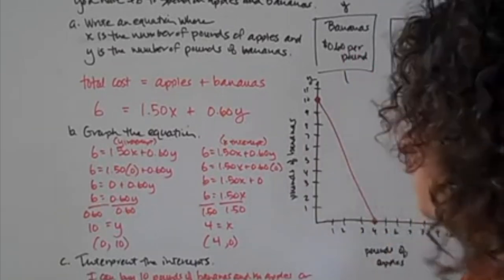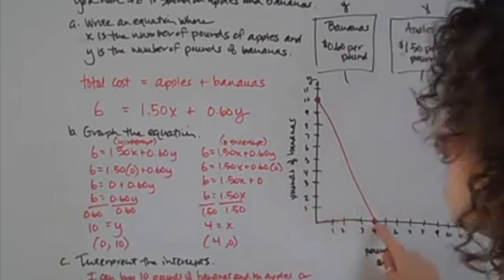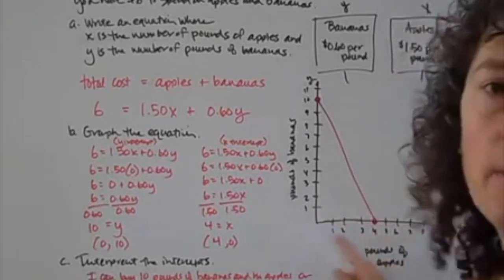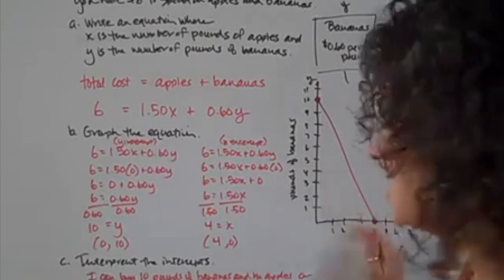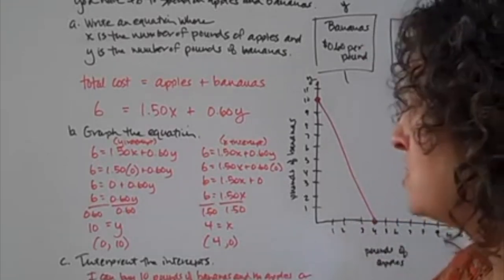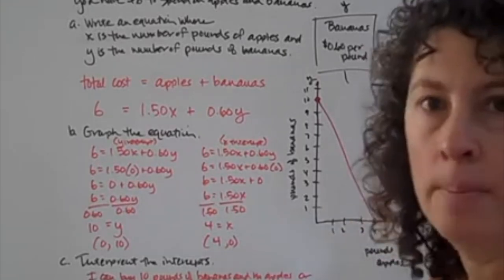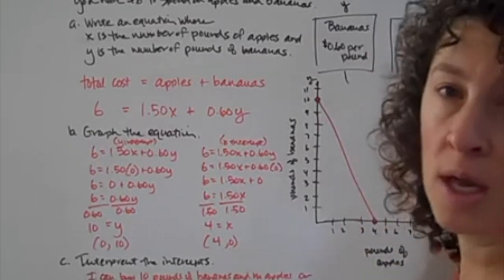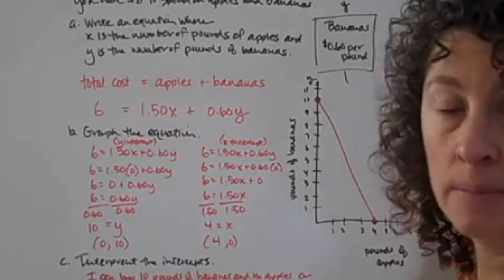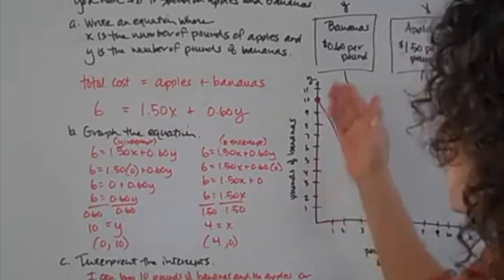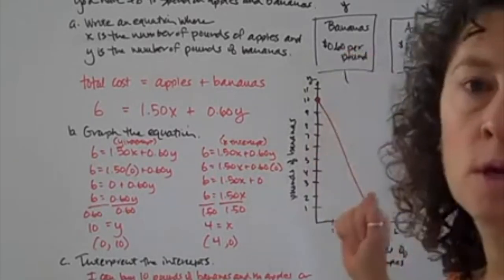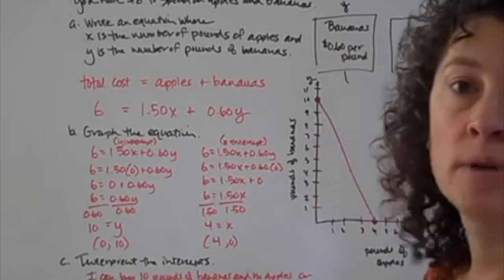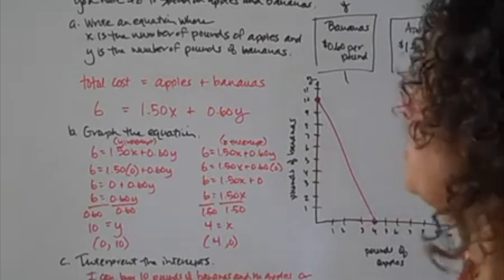60 cents per pound. Now my x-intercept down here says 4 and then 0. So 4 on my apple axis and 0 on my banana axis. So that means I could also buy 4 pounds of apples if I don't buy any bananas, which makes sense. Apples are more expensive, so if I'm going to get apples, I'm going to get less pounds of apples, whereas bananas are less expensive, so if I'm going to buy all bananas, I can get more for my money. I can get 10 pounds of bananas, assuming I like bananas, that would be.